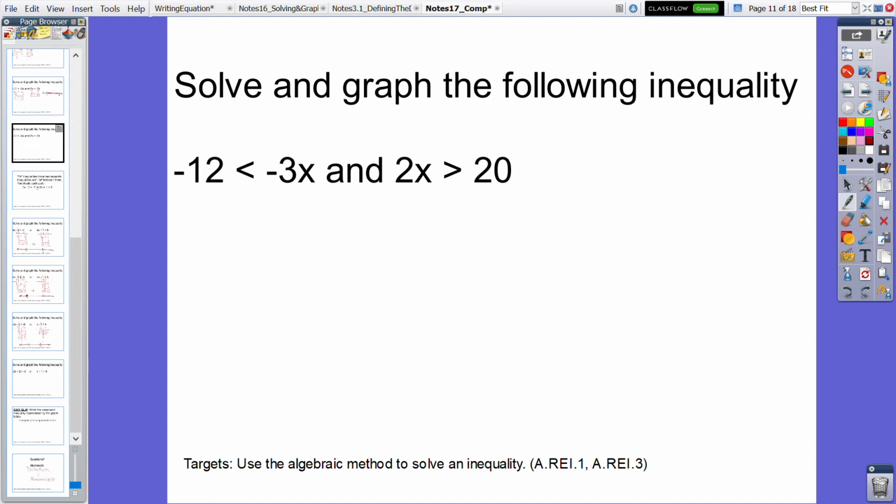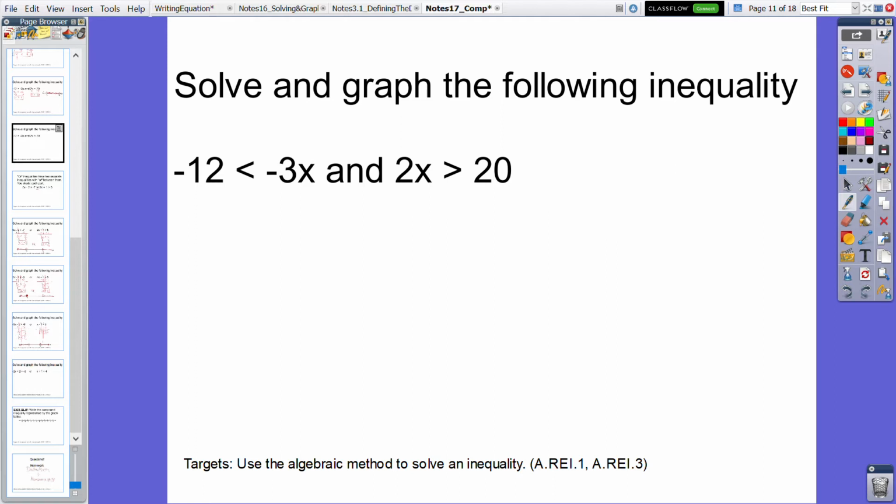Hey Algebra 1, in this third and final video on compound inequalities, we're going to look at two examples of special cases in compound inequalities and why they are special cases. So if I have this and inequality, once again, a verbal and inequality, I have negative 12 less than negative 3x and 2x is greater than 20.